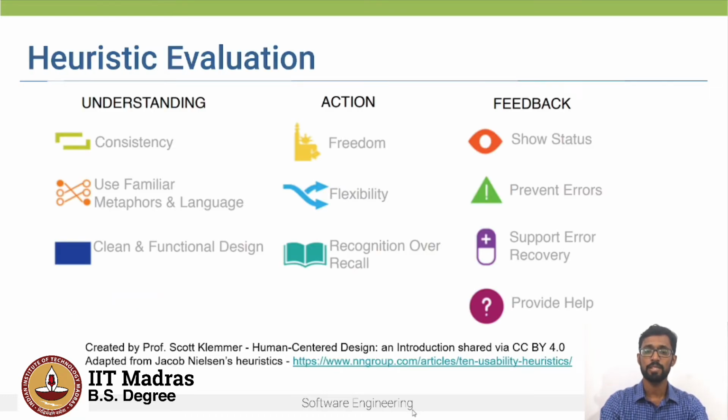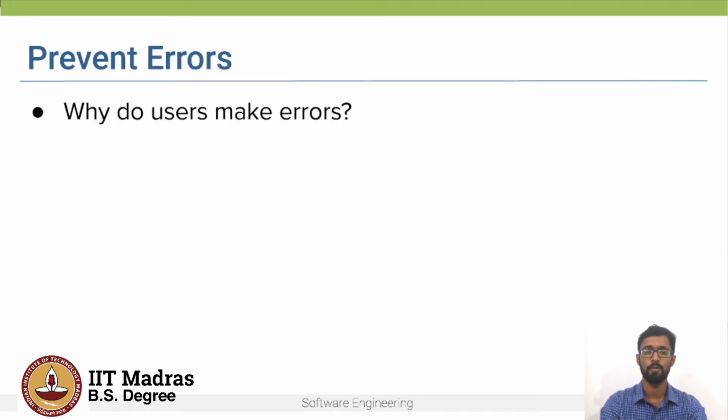The next heuristics are for preventing errors. So why do users make errors? Many times we attribute errors which users make to something that the user did. But it can also be the case that certain aspects of the user interface led users to make these errors. So what are ways in which we can prevent users from making errors in the first place?